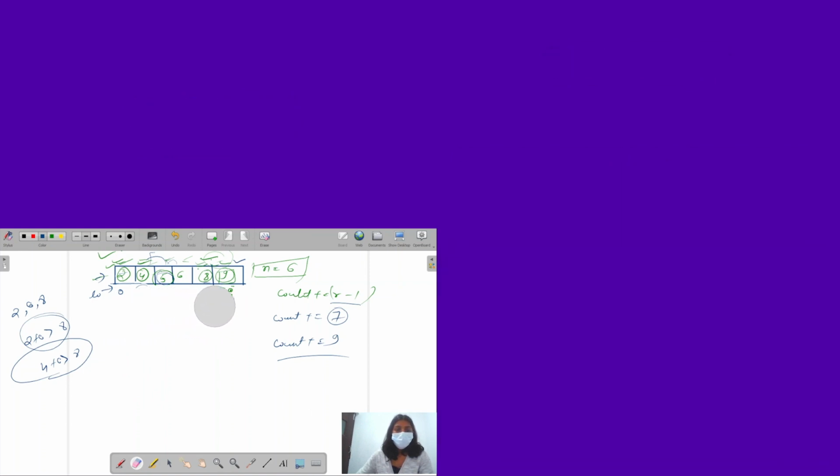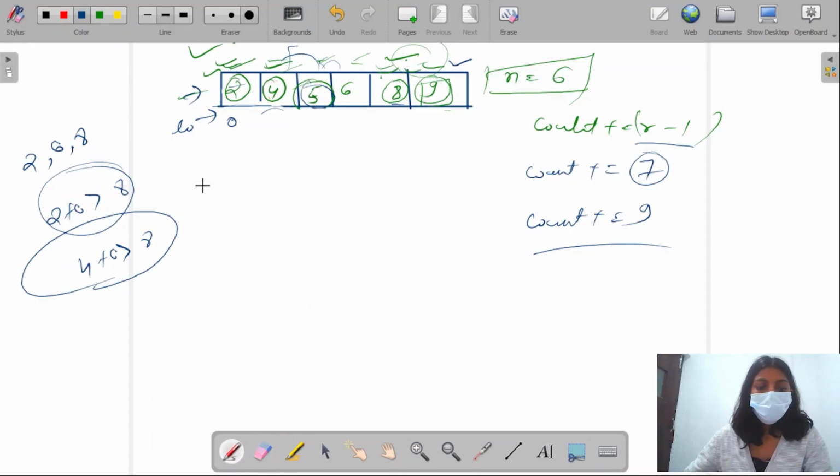So now my highest is at index 6, I guess. Right? Now my second highest is at this 5. Right? My highest is at 3 index. My second highest is at 2 index.